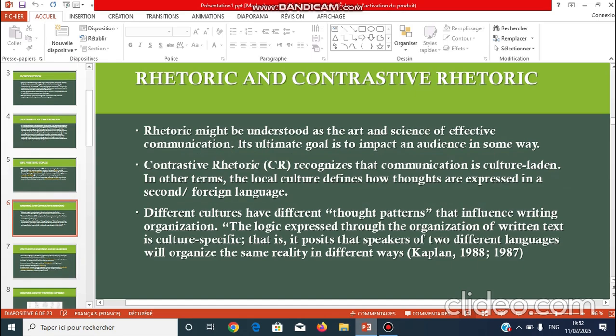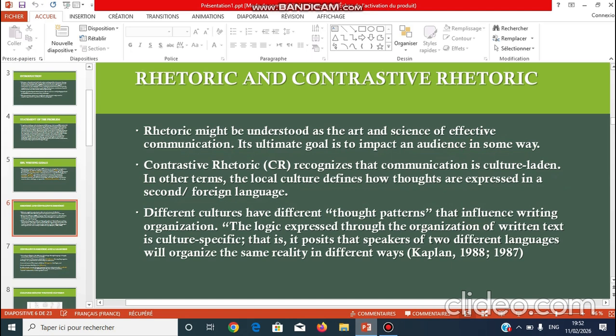Rhetoric and contrastive rhetoric. Rhetoric might be understood as the art and science of effective communication. Its ultimate goal is to impact an audience in some way. Contrastive rhetoric, CR, recognizes that communication is culture laden. In other terms, the local culture defines how thoughts are expressed in a second or foreign language.